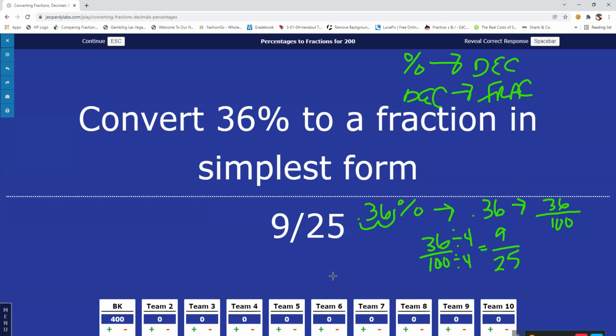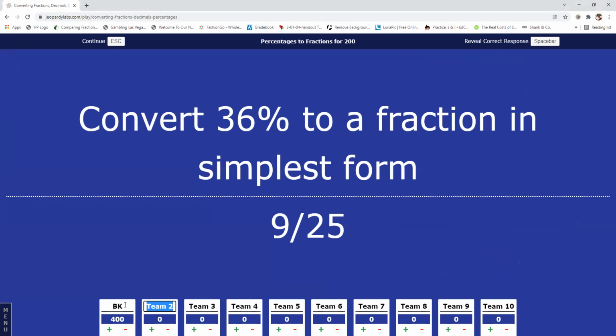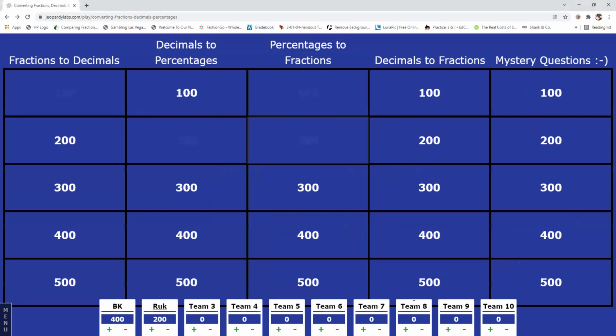So who was the first person to get this one right? All right, the first person. I'm not sure if I'm going to pronounce this right, please correct me. It's R-U-K, is it Rook or Rook? Let me know how to pronounce it correctly. Rook, okay, got it. Those 200 points go to Rook. All right, let's keep it moving.